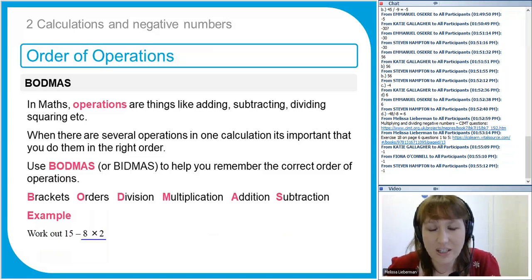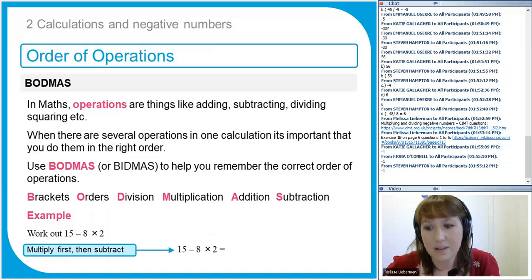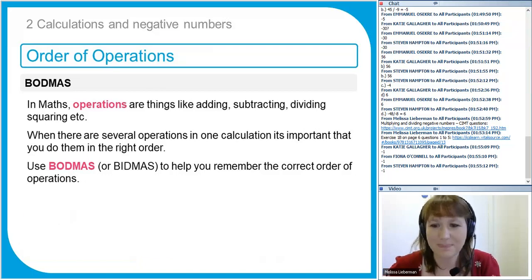So what you actually need to work out is 15 take away 8 times 2, and 8 times 2 is 16. So it's actually 15 take away 16. So make sure that you multiply, because multiplication comes before subtraction. So we need to multiply before we subtract. If you take those away, you get -1. Perfect. Everyone will put -1.